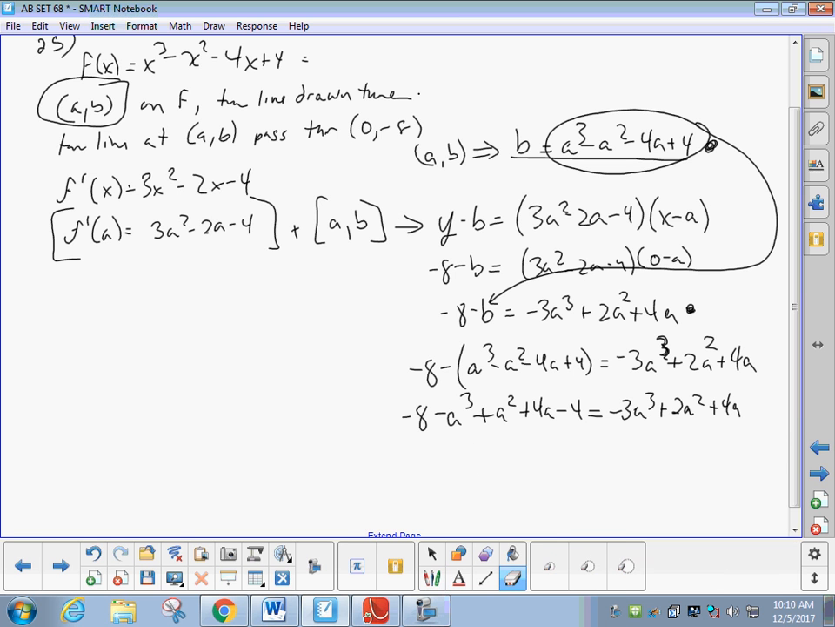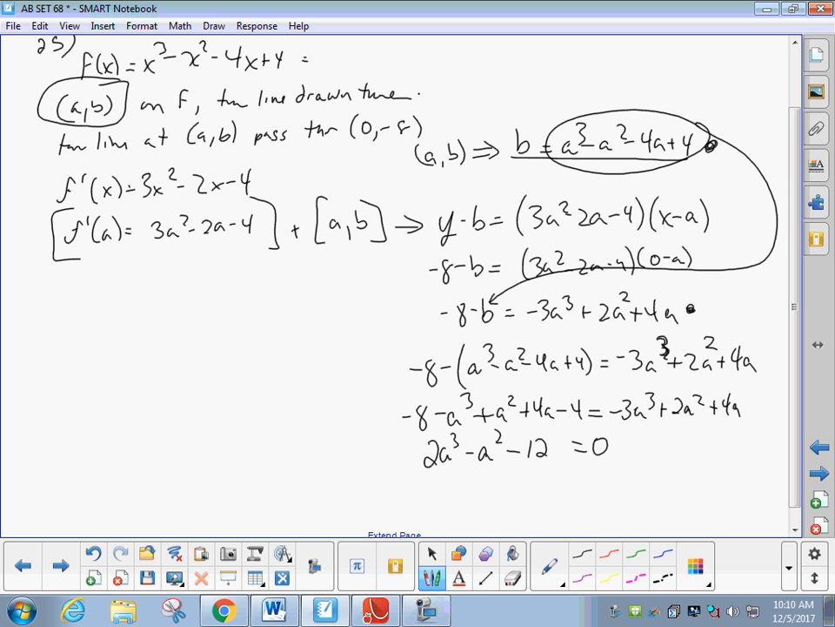Let's go everything on the left side. When I add -3a cubed over, I get 2a cubed. A squared, when I subtract 2a squared over, I get -a squared. 4a minus 4a, that's gone. And then that -8 minus 4 is -12. Do you agree with that?